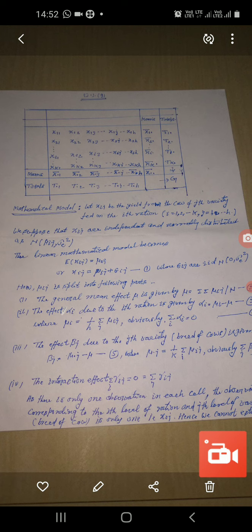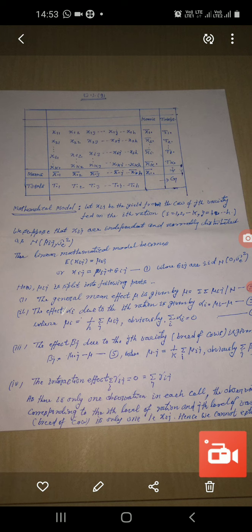Where epsilon ij are iid N(0, sigma e square), meaning identically and independently distributed normally with mean 0 and variance sigma e square. Now mu ij is split into the following parts. First, the general mean effect mu is given by mu is equal to double summation mu ij upon capital N, and let it be equation number 2.